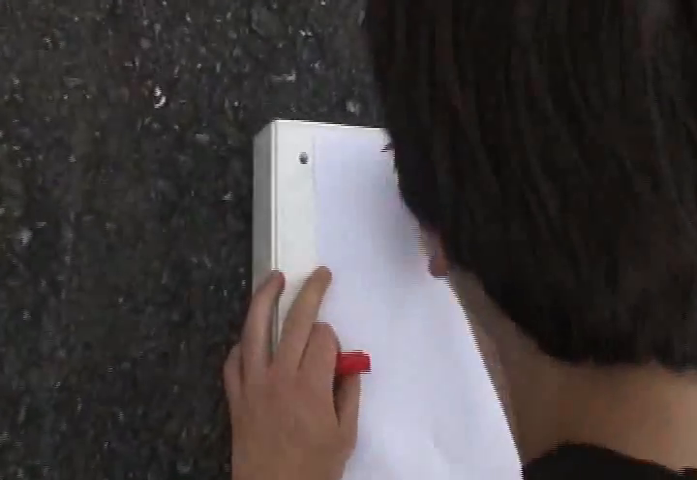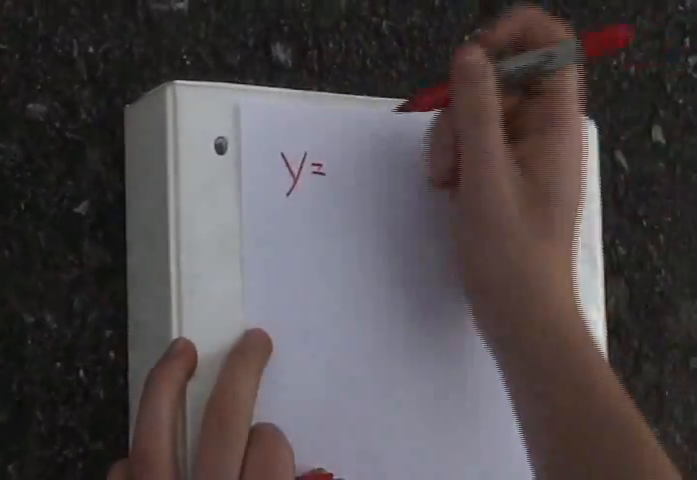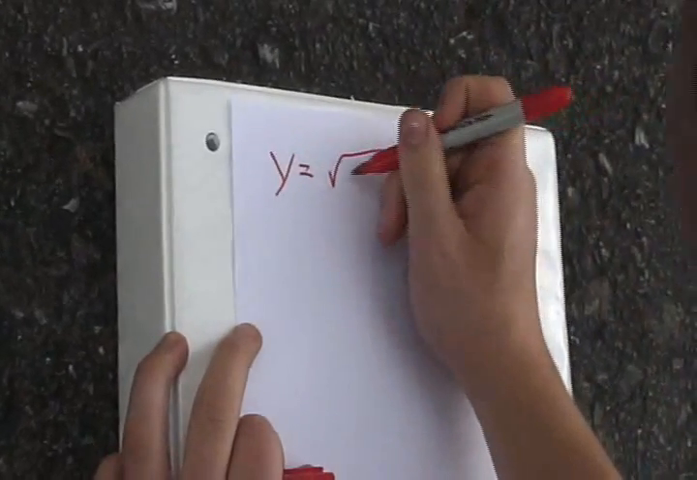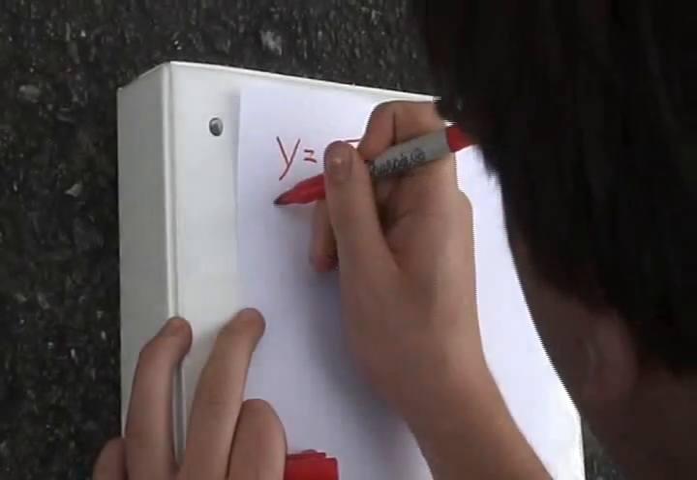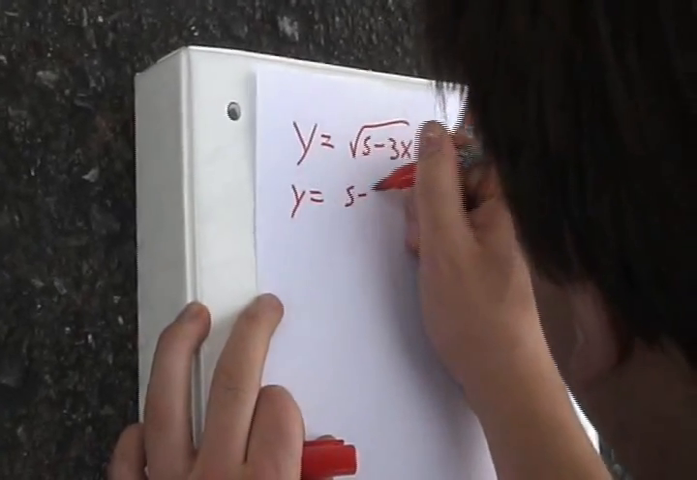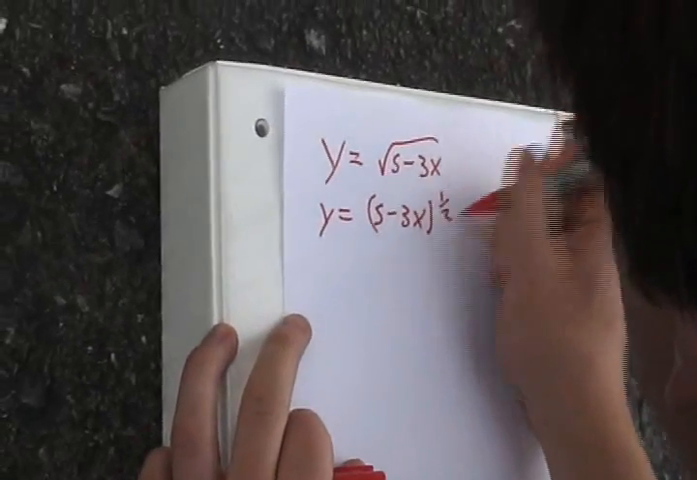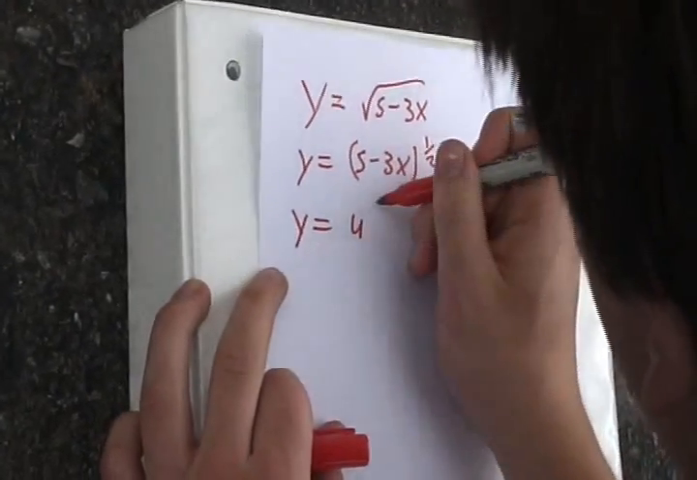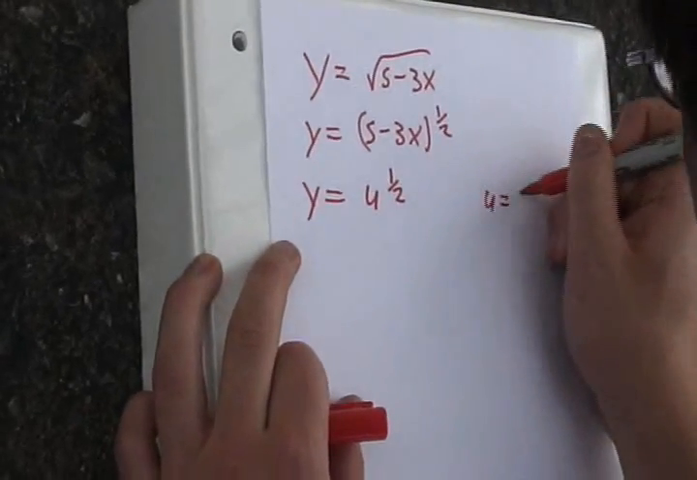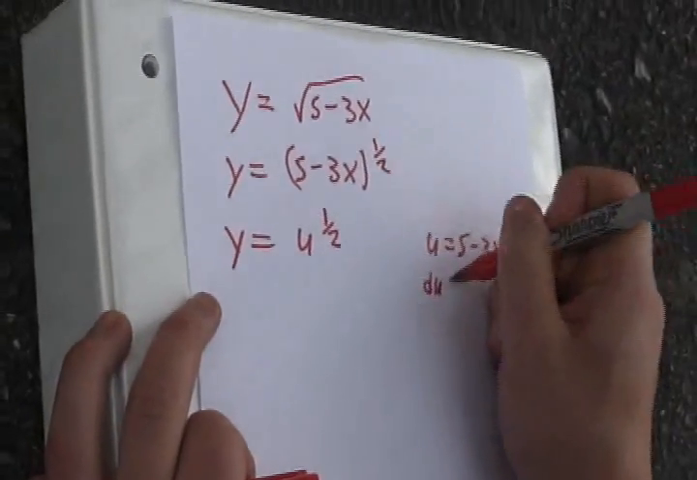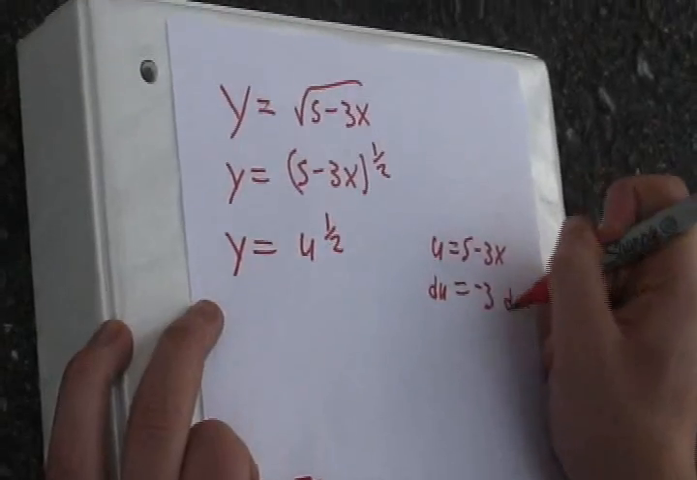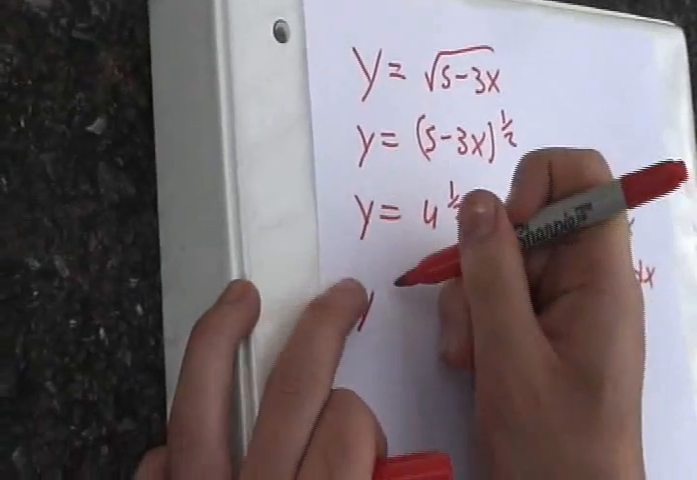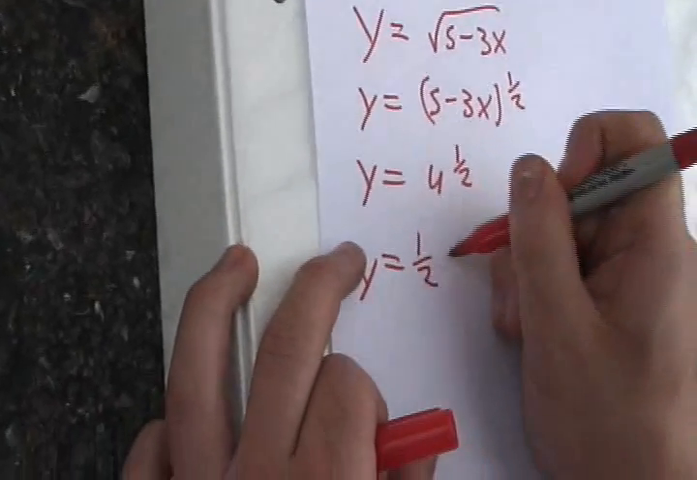Not to betray Bill Nye the Integration Guy by summoning his arch nemesis, Dr. Differentiation. To summon Dr. D, I will differentiate this function. First, I'll rewrite the function as 5 minus 3x, the quantity to the 1/2. Then I will substitute 5 minus 3x as u using the chain rule, where u equals 5 minus 3x. Differentiating that will equal negative 3 dx. The differentiation of u to the 1/2 will be 1/2 u to the negative 1/2.